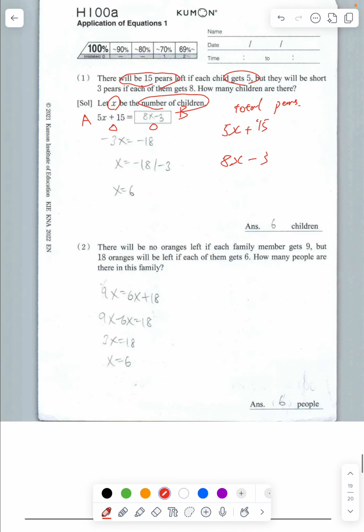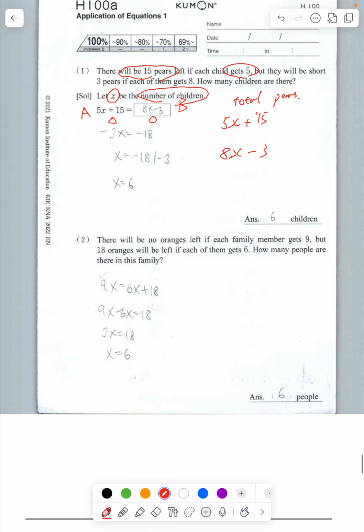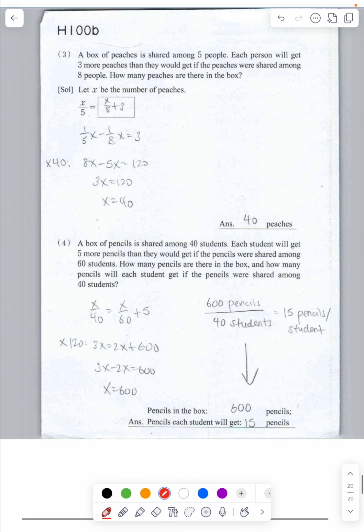So 6 children. Okay, so you have 6 children. Good. Now let's do, there's 45 pairs. Good. Let's do 100B. Let's go to 100B.